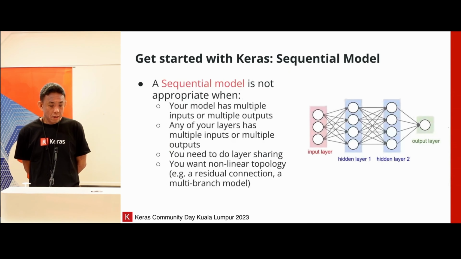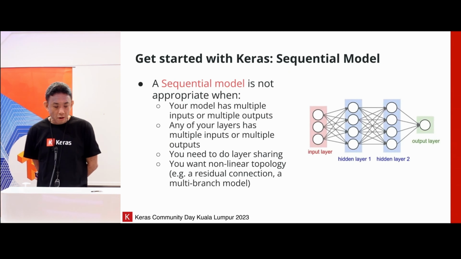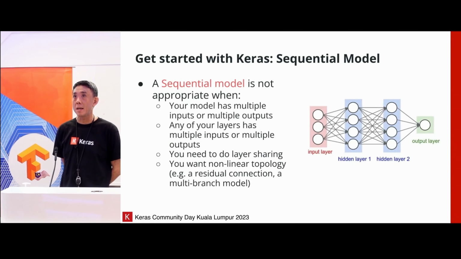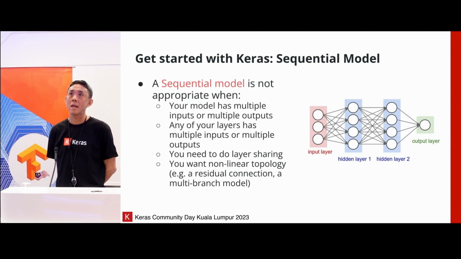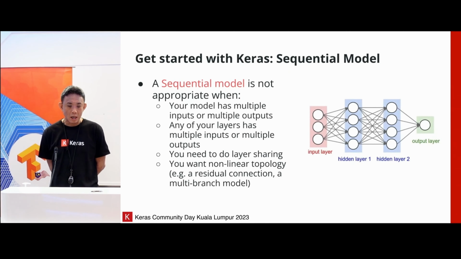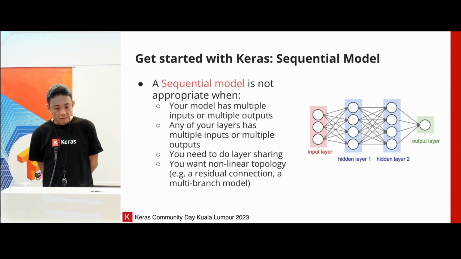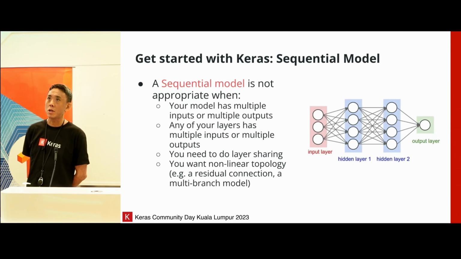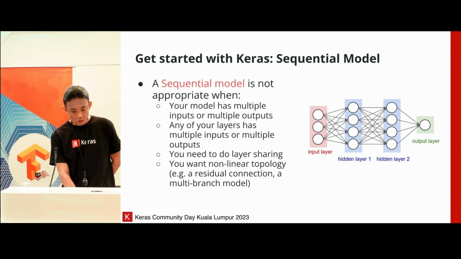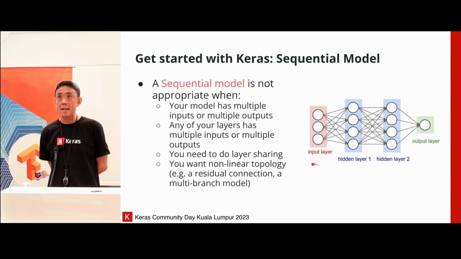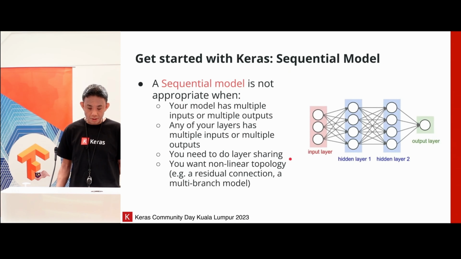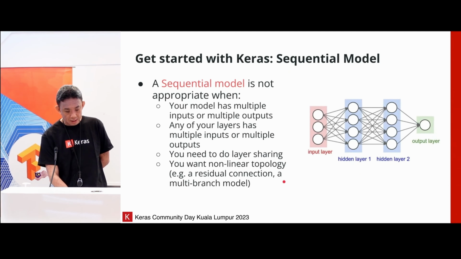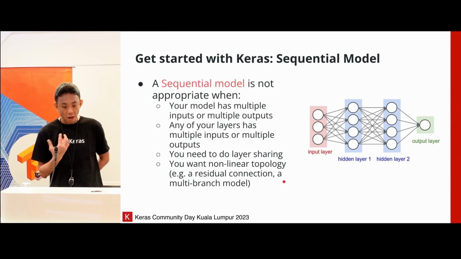Okay, so the sequential model, because it looks so much simpler, has its own limitations. First of all, you cannot use a sequential model when you have multiple inputs and outputs. Whenever your layers have multiple outputs, you also cannot use the sequential model. If you need to do any layer sharing, you also cannot use a sequential model. And if you want to use a non-linear topology, then you cannot use the sequential model. So there are a lot of limitations.